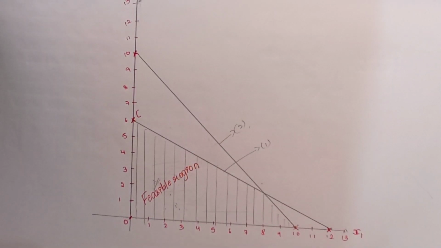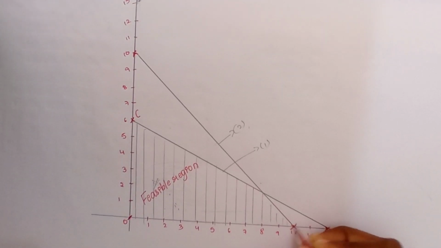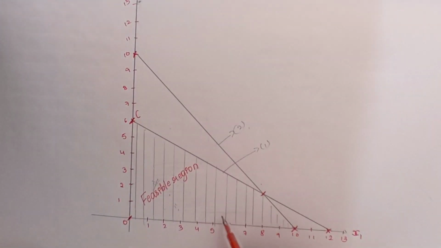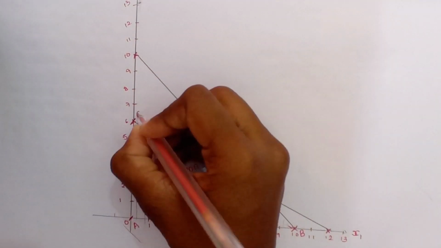And we have to mark the corners of the feasible region. So this is the feasible region and I have to mark its corners. The corners are this, and this. This is also a corner, but it is not a corner of the feasible region. We just have to mark the corners of the feasible region. I will mark this as A, this as B, this as C, and this as D.